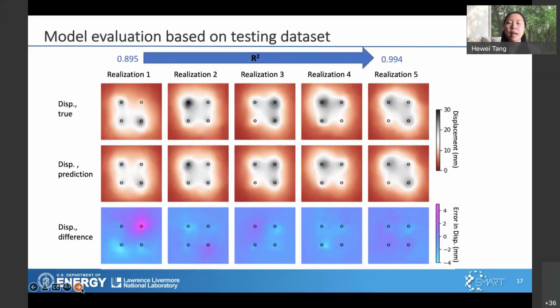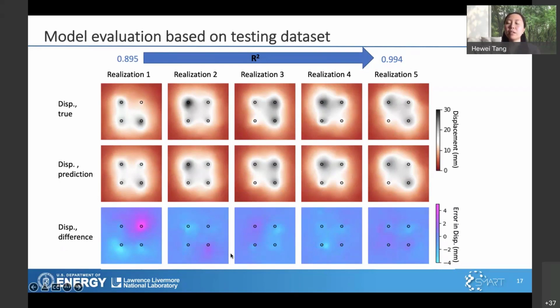Here I show our model performance based on the testing data set. We sample several realizations from the testing data set and organize them from low R-square value to high R-square value. In the first row, I show the true displacement field. Then second is our surrogate model prediction, and the third row, the difference.